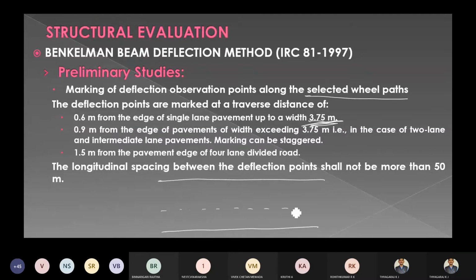We are going to select along the road wheel path. Along the vehicle wheel path, we are going to select the points for marking. The deflection points are marked at a transverse distance of 0.6 meter from the edge if it is a single lane pavement up to a width of 3.75 meter. So if the width of the road is 3.75 meter, then we can say that the points are at a distance of 0.6 meter from the edge.